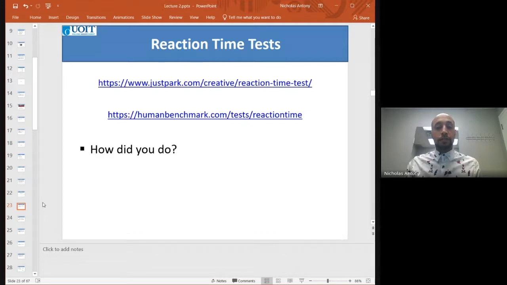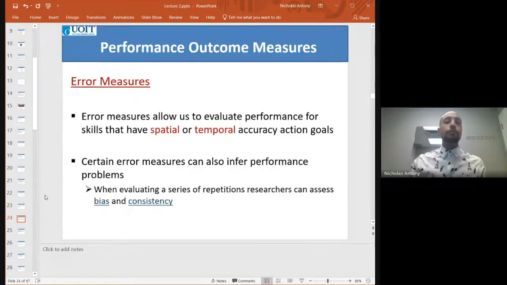Your reaction time in saying yes is quite low. Okay, good. Awesome. Other things that can be used as an outcome measure are error measures, so how accurate someone was being. Error measures allow for the evaluation of performance on skills that have spatial or temporal accuracy goals, where they have a time or space goal. You can utilize these numbers to calculate error. And error allows us to assess both bias and consistency. And I'll show you what that means.